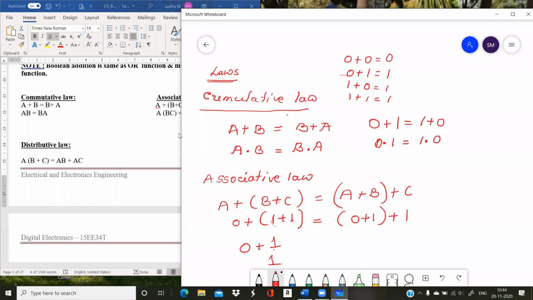Go to the other side, okay? In the other side, 0 plus 1 is, from here, 0 plus 1 is equal to 1 plus 1. So 1 plus 1 is 1. Therefore, LHS is equal to RHS. Left hand side is equal to right hand side. We can say the associative law is, this expression is correct, okay? So A plus (B plus C) is equal to (A plus B) plus C. This is associative law.